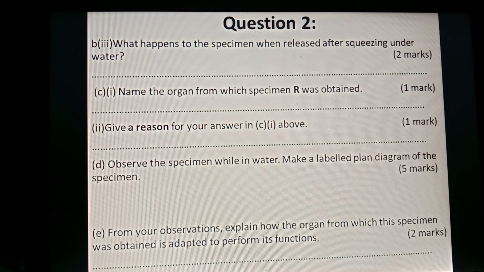Observe the specimen while in water. Make a labeled plan diagram of the specimen. 5 marks. And then from your observation, explain how the organ from which this specimen was obtained is adapted to perform its function. 2 marks.